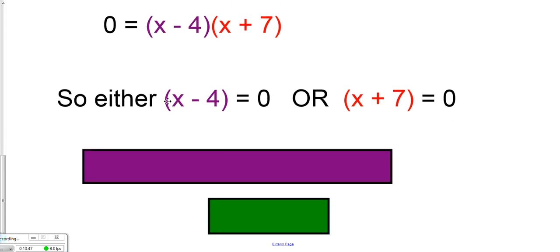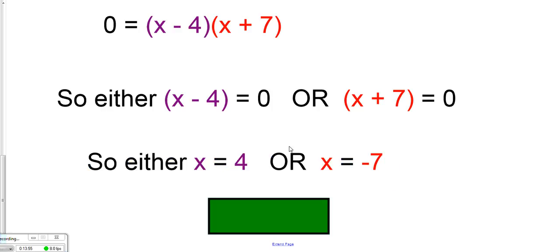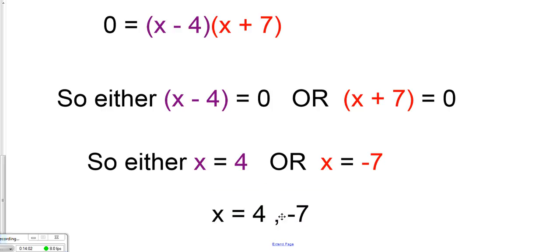If it was x minus 4, then I just add 4 to both sides. If it was this x plus 7, I would just subtract 7 from both sides and say that either x is 4 or that x is negative 7. So my answer is x is either 4 or negative 7. And that's how we would solve it. Again, factoring first and then using our zero product property.